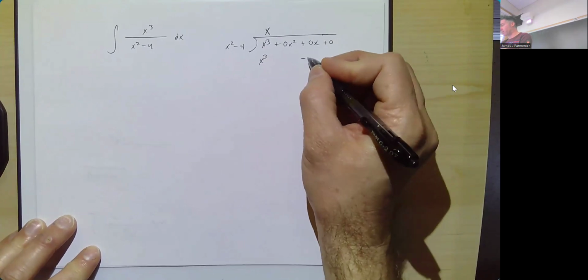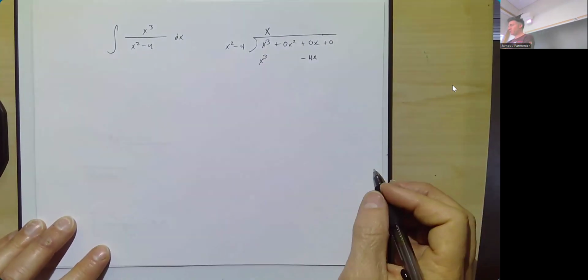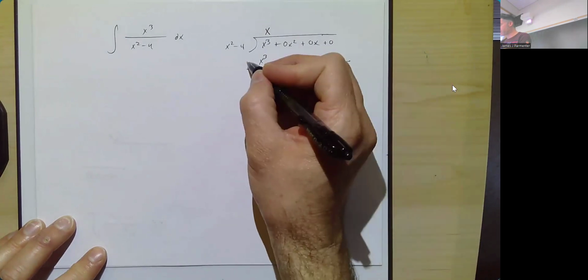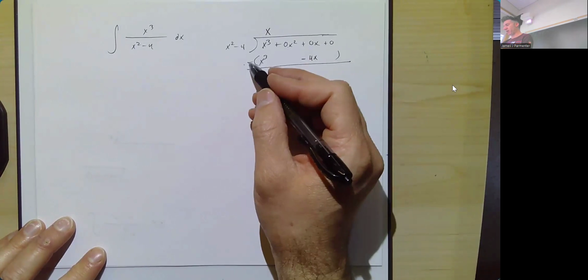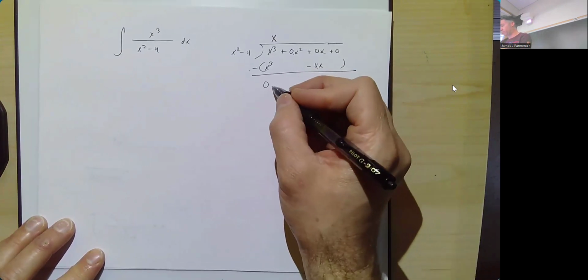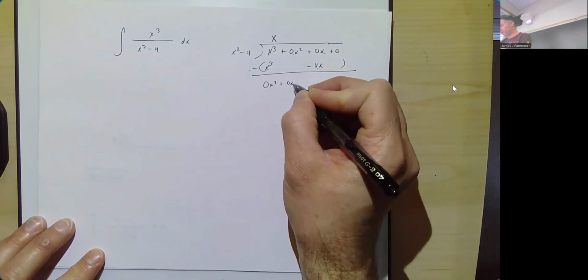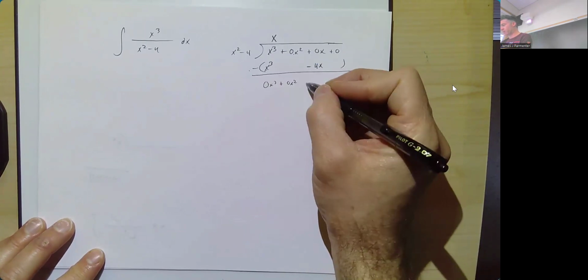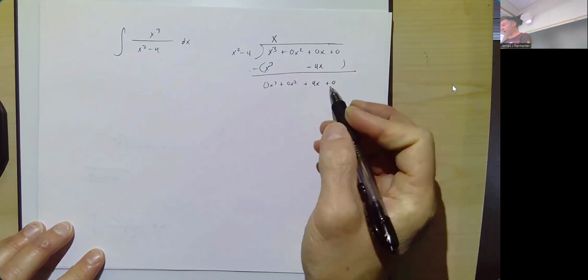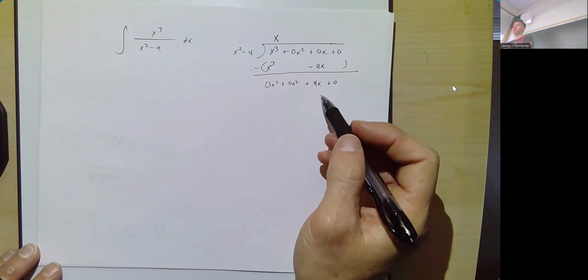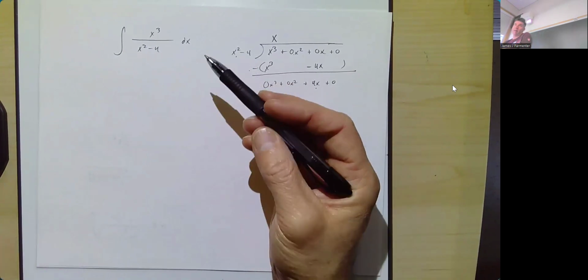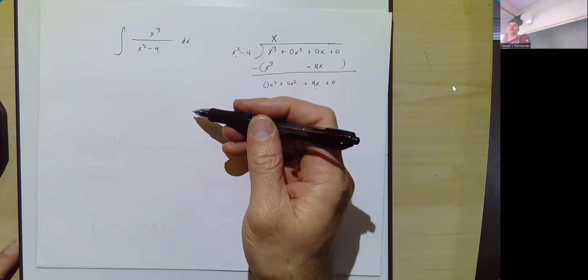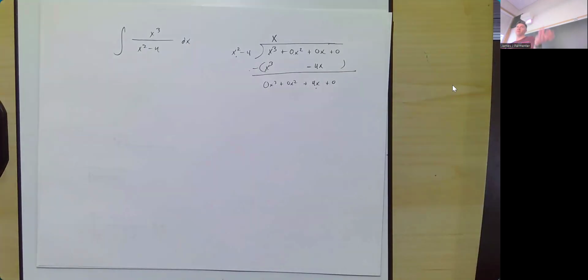I'm going to put it beneath the 0x here. But then when I subtract, I get x cubed minus x cubed, which is 0. 0x squared minus 0x squared is 0x squared. And then finally 0x minus 4x is plus 4x. And now this 4x here has a lesser degree than our divisor, so we stop. We can't continue the division. It's kind of like when your remainder is too small, right? You don't continue, well, I mean, you do if you want the decimal expansion, but here we just stop.